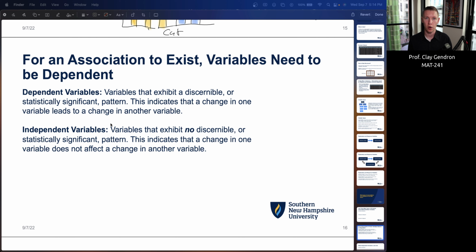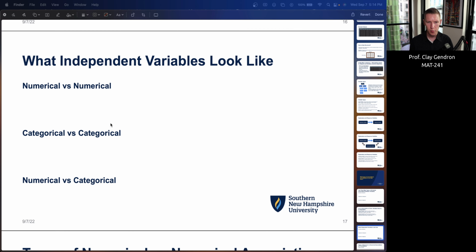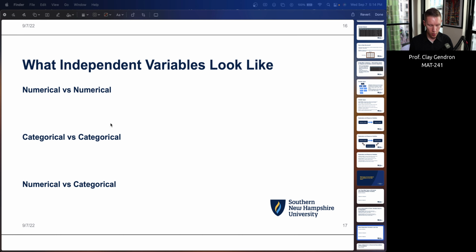those relationships are dependent. The variables that exhibit a discernible or statistically significant pattern when one changes are dependent variables, but we might also have independent variables. These are variables that do not exhibit any discernible change or pattern when one variable changes. So how would that look when we have these types of relationships, but they're independent of each other?